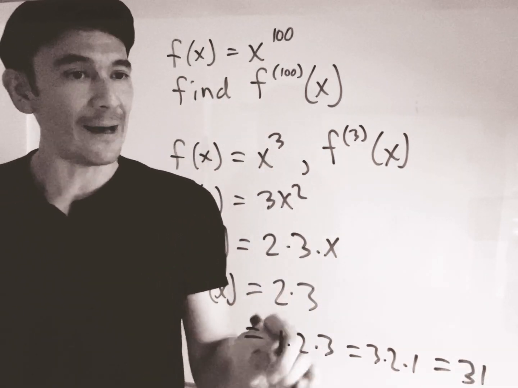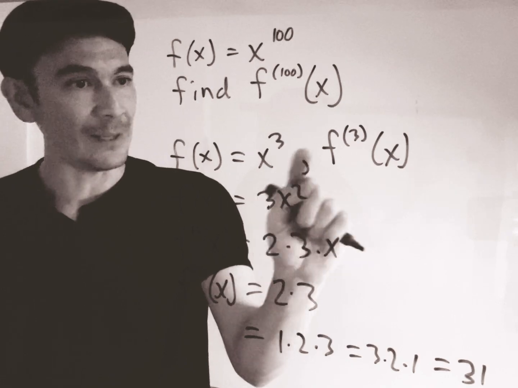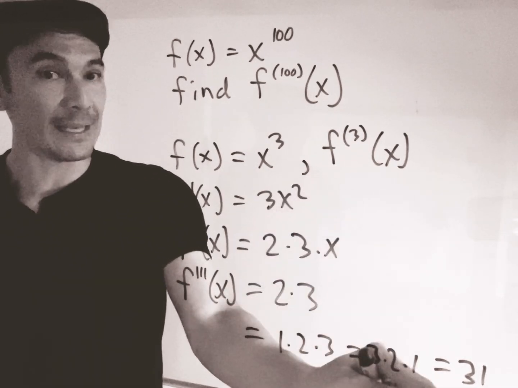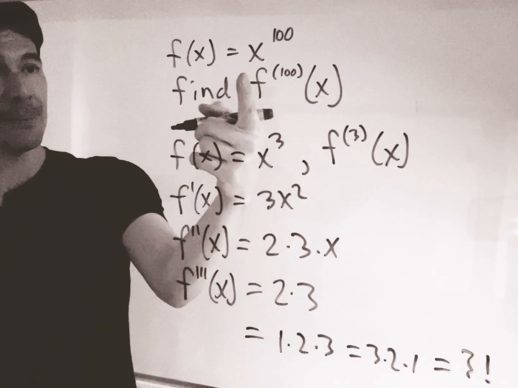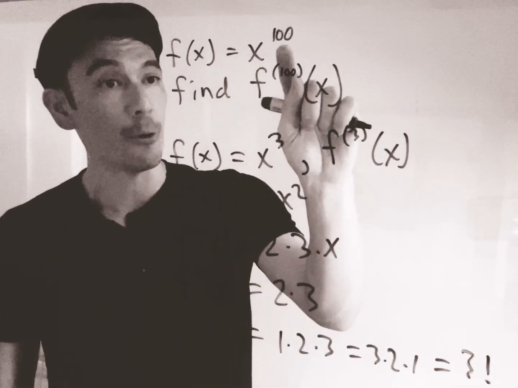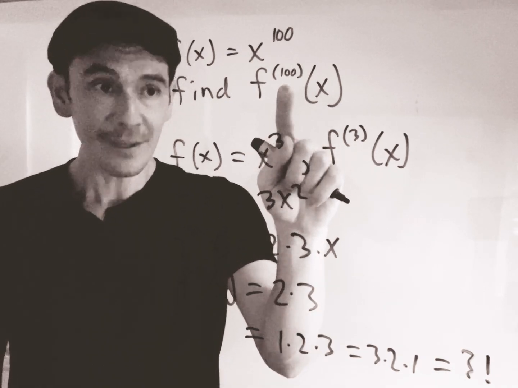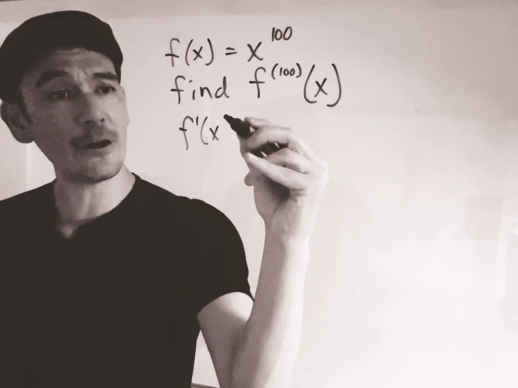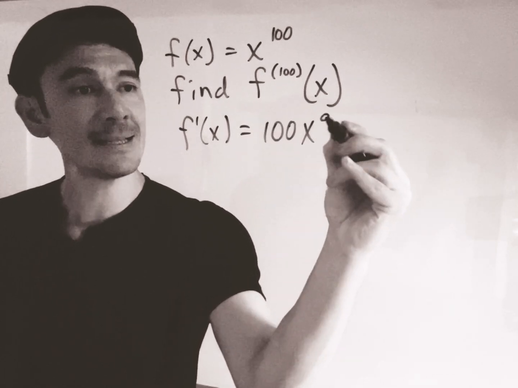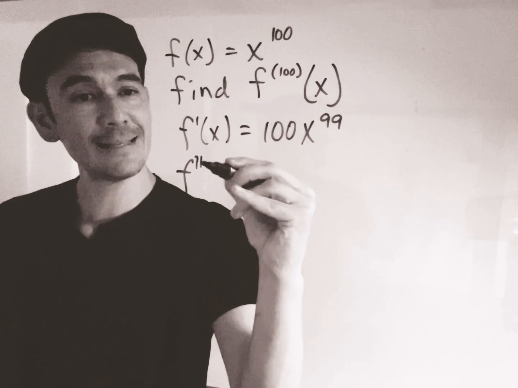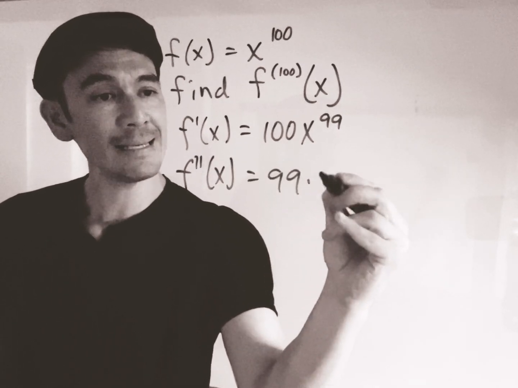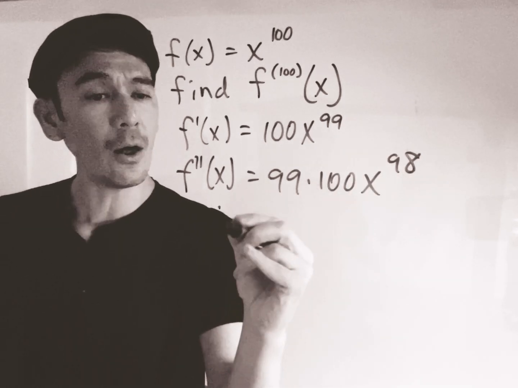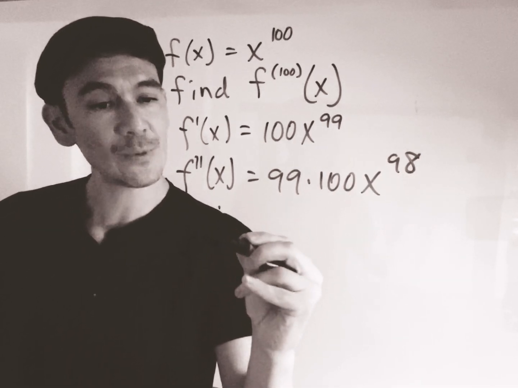So if you have a degree 3 and they want the third derivative, the answer is just going to be that degree factorial. So in general up here, if you have the 100th power and they want the 100th derivative, you know what it's going to be. Based on that observation, you know that the first derivative is 100x to the 99. And then the second derivative would be 99 times 100, x to the 98, and then 98 times 99. All the way down, you can predict what this would say.